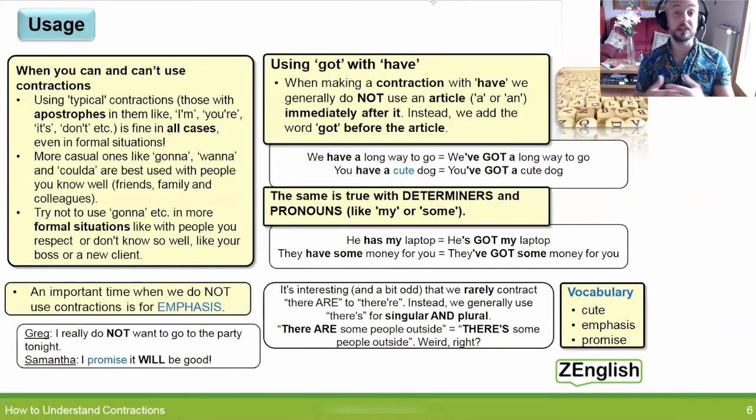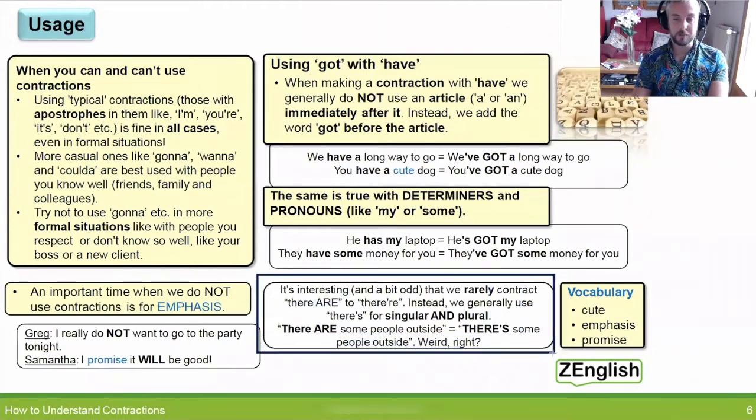In fact, generally, you need to do this if you contract with the word have, I've, they've, you've. Normally, the following word will be got. I've got 10 minutes before I have to go to work. I have 10 minutes. I've got 10 minutes. So if you're using have as a contraction, think about using got as the next word. It's likely that you will need it. Now, let's take a look at the last bit of information on this page.